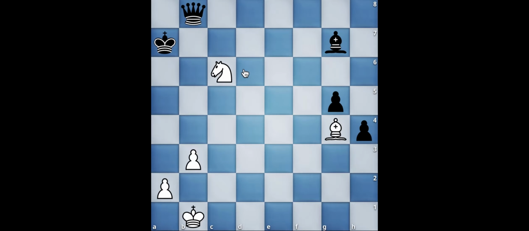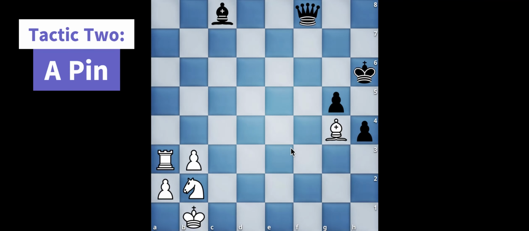Like I said, this fork is called an absolute fork because I move one piece and I attack a king and a queen. By doing this, I guarantee myself to get the other piece that's not the king. So after the king moves, I grab the other piece. Now let's move on to the next tactic.